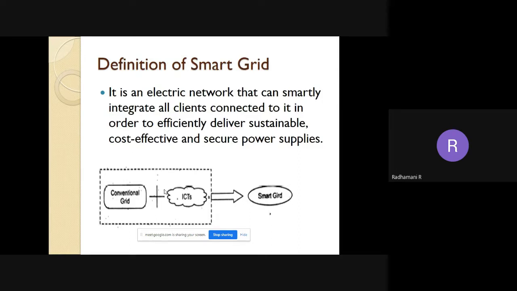So this is a definition for smart grid. The conventional grid is added with the ICTs. ICT is nothing but advanced information communication technologies. So if you are adding these information communication technologies to your conventional grid, then the system will become the smart grid. The smart grid can be defined as an electric network that can smartly integrate all the clients connected to it in order to efficiently deliver sustainable, cost effective, and secure power supplies.